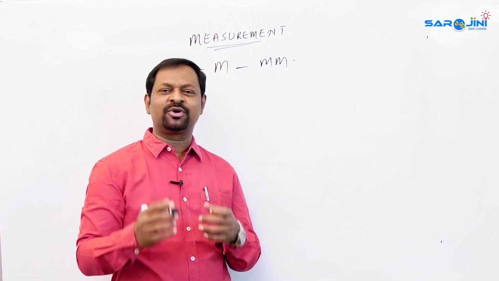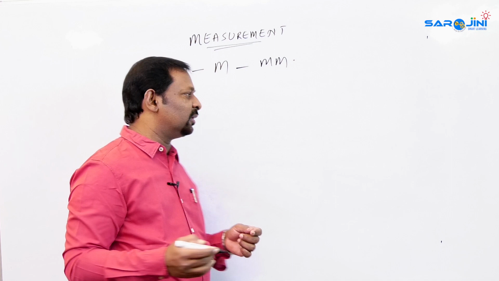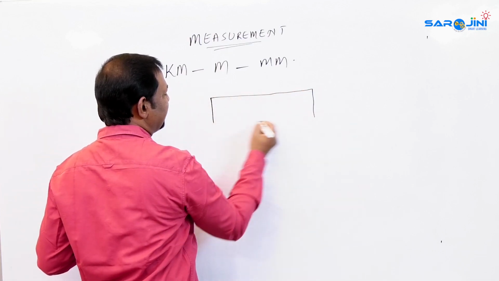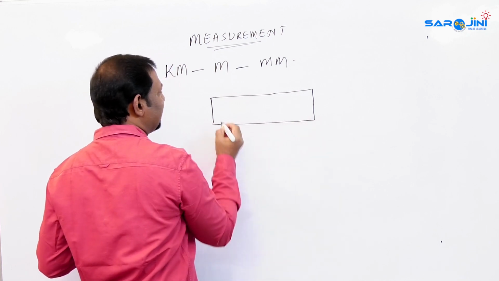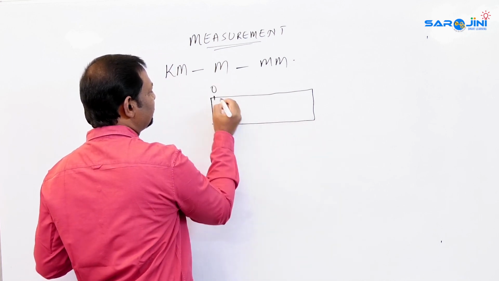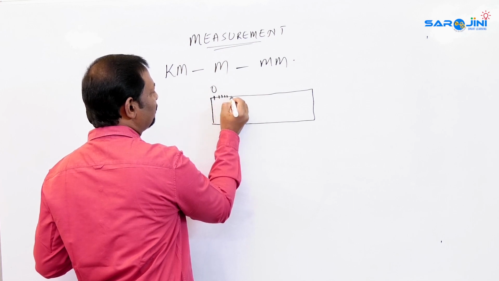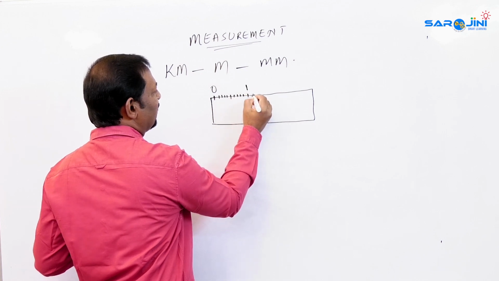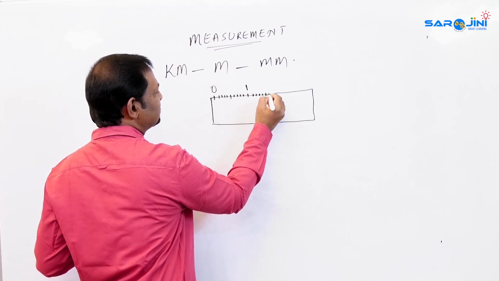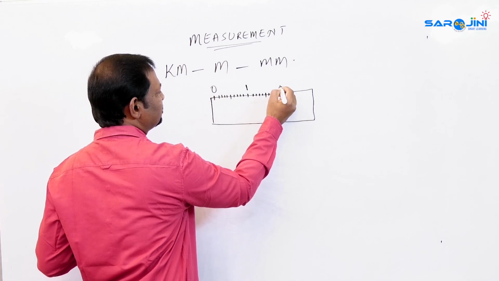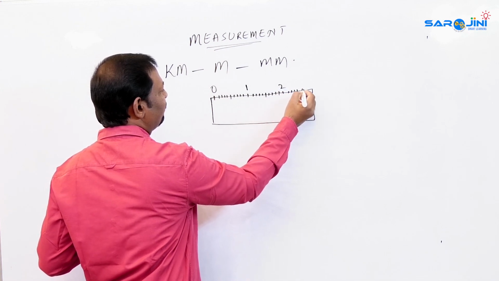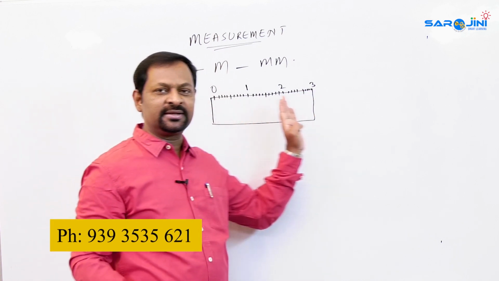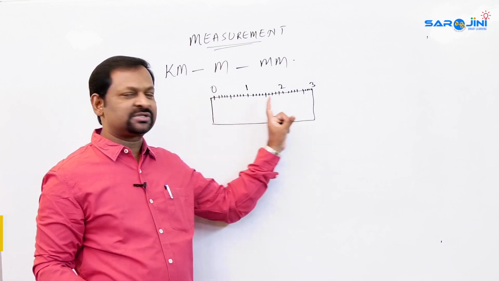So what are millimeters? Suppose in your school, when you go to a stationery shop, you will have a scale, right? On this scale, it will be 0 and 1, 2, 3, 4 and 5, 6, 7, 8, 9 and 10. This is 1. Again 1, 2, 3, 4, 5, 6, 7, 8, 9, 10. This is 2. 1, 2, 3, 4, 5, 6, 7, 8, 9, 10, like this. So here you'll find a scale on which the numbers are written.